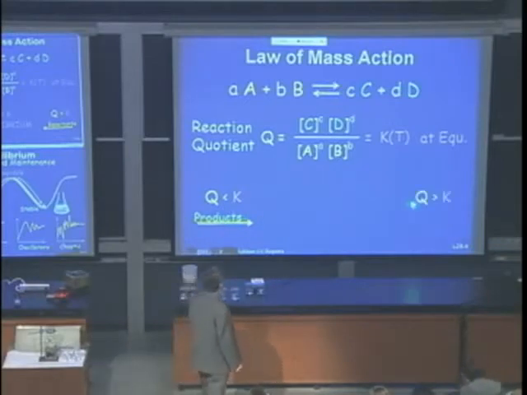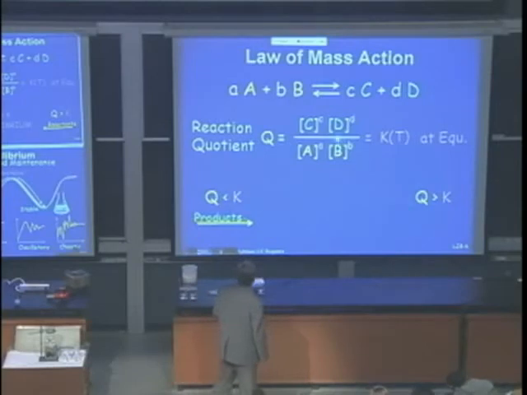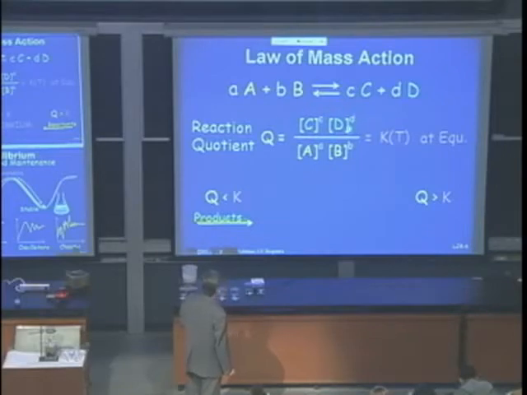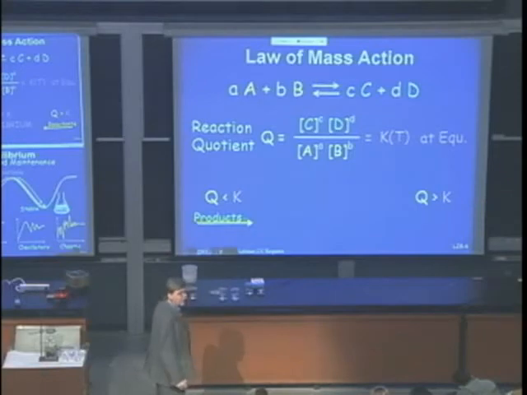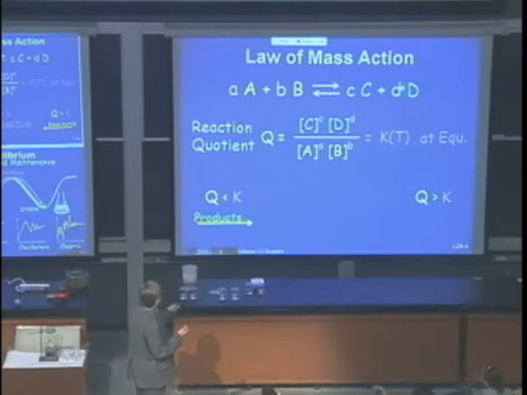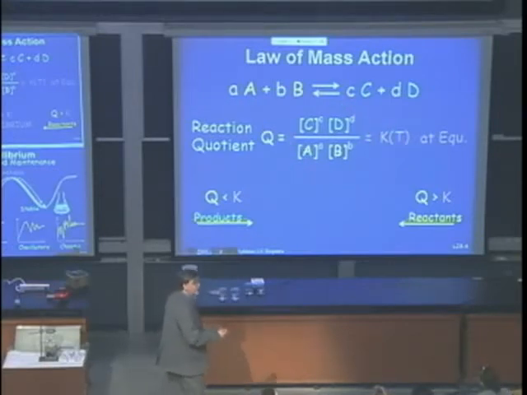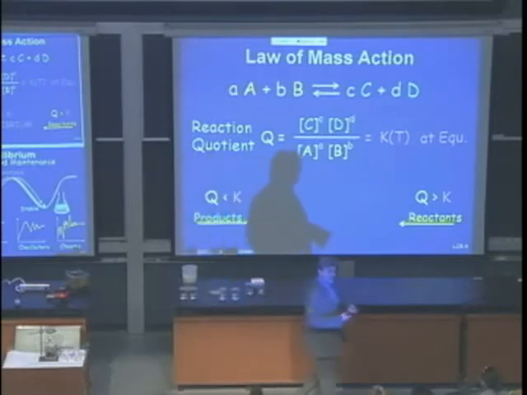And if Q is larger than the equilibrium constant, that would mean the numerator would be too large. That means we have to go in this direction, we have to make more reactants. So this will tell you, if you have the Q and the K, in which direction you go. That way you get that concentration down, and this concentration will increase till you get to that constant.